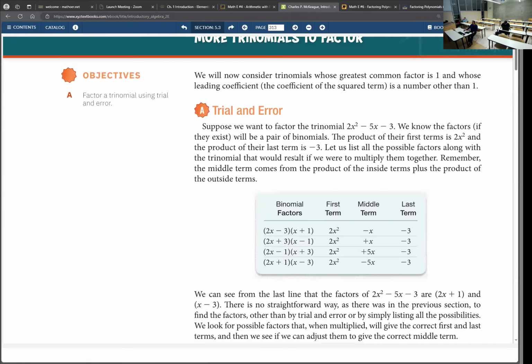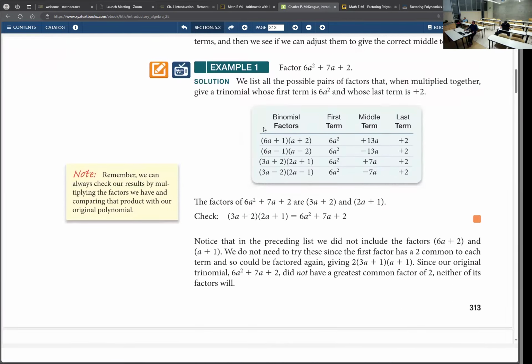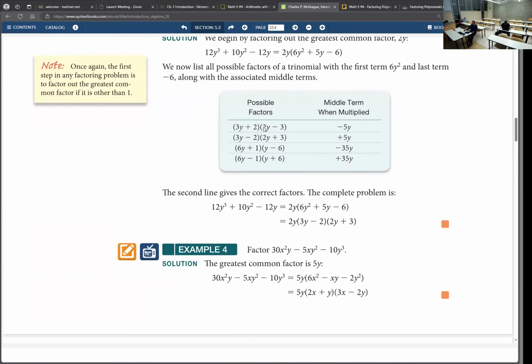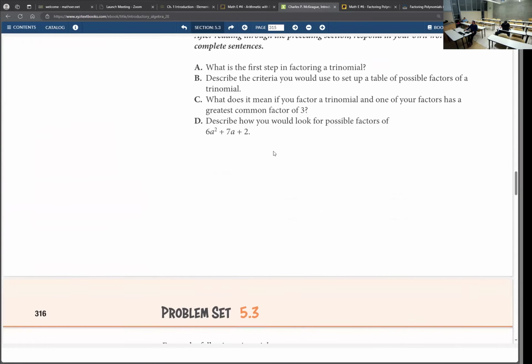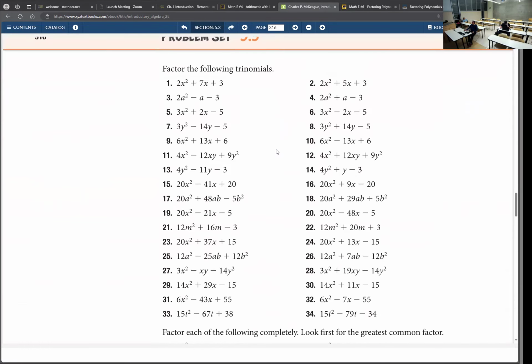And they're saying you could just do some trial and error of which things multiply to 2 times -3 is -6, and so on. I'm not teaching you a trial and error method because we have a good reliable method, but if you want to look at this, you can. And then they say, here's more things to practice with. So not too exciting. Okay.